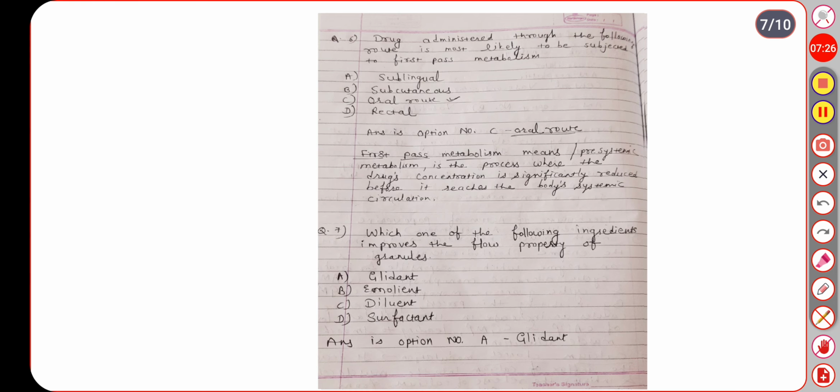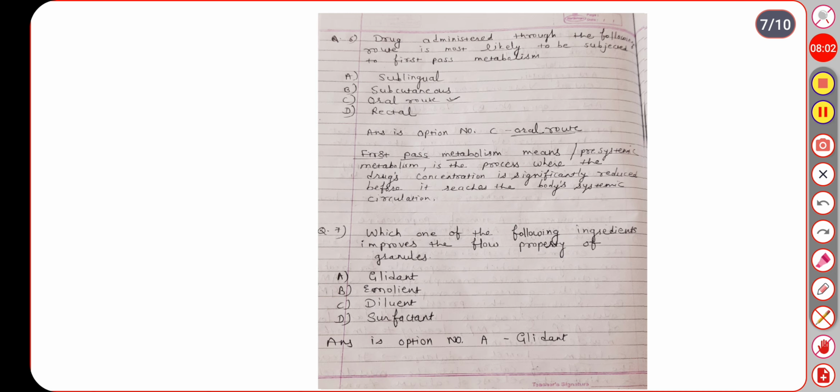Next question is question number 6. Drug administered through the following route is most likely to be subjected to first pass metabolism. Options are first sublingual route, second subcutaneous route, third is the oral route and fourth is the rectal route. The option number C, that is oral route, is the answer of the above question. What is the first pass metabolism? We know that it means pre-systemic metabolism and it is the process where the drug's concentration is significantly reduced before it reaches the body's systemic circulation.